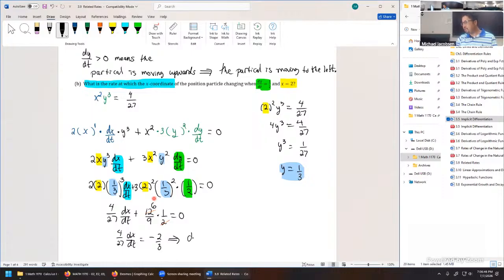Let's move to the right. So dx/dt, multiplied by the reciprocal of the 4/27, will give us 27/4 times -2/3. And more reductions to go on this. This is one of those problems that just keeps on going. I'll get a 9 going that way and a 2 going that way, which implies dx/dt is -9/2 meters per second.